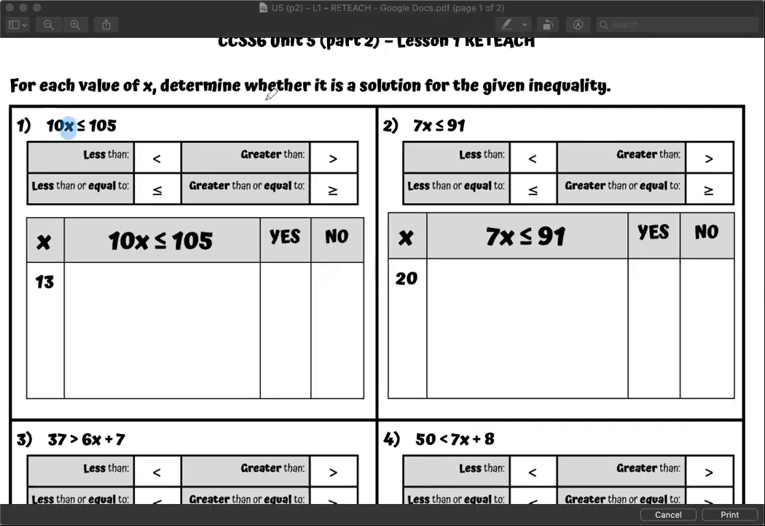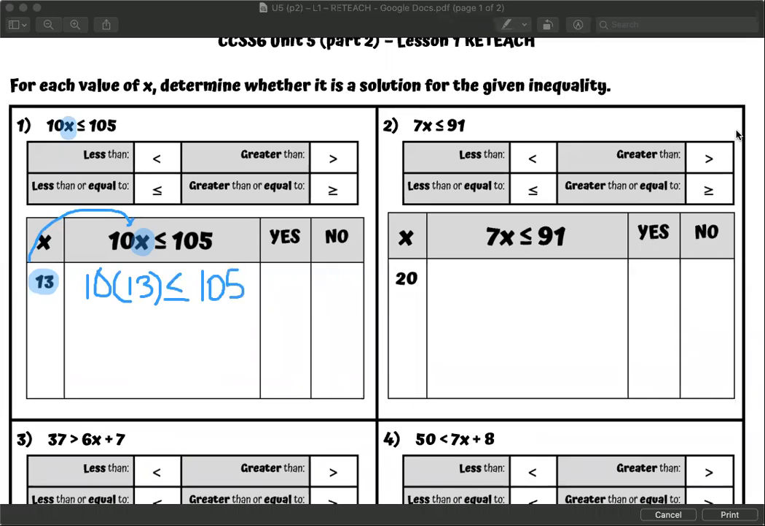We've got 10x is less than or equal to 105. I'm highlighting it up here. I'm also going to highlight it down here. It's the same inequality. And what that is telling me is that I am plugging this value of 13 in to where this x is. So I'm going to write here, we're doing 10, and then I'm going to put parentheses. We are plugging in 13 for x, close my parentheses, bring down my inequality sign, bring down the 105.